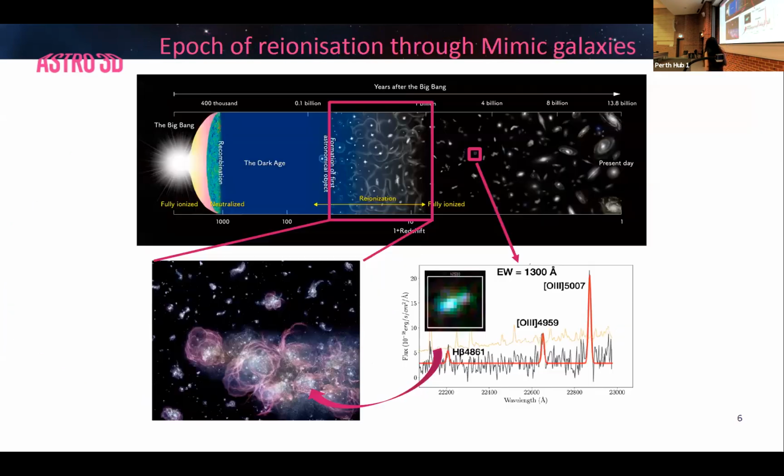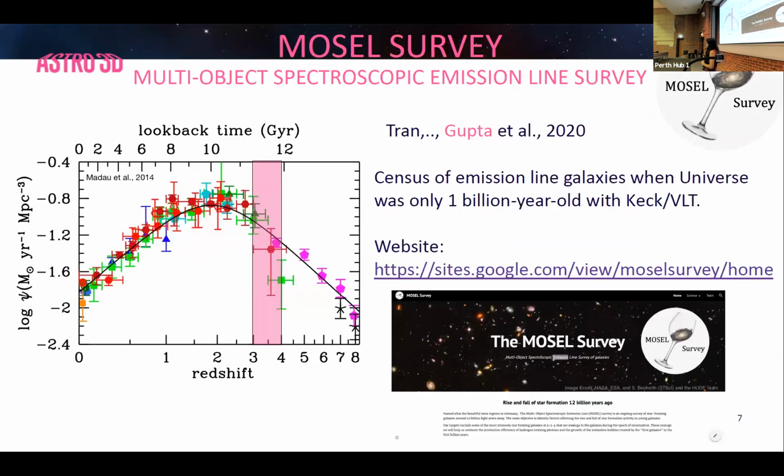So what we are doing here is looking at galaxies that exist when the universe was totally or mostly ionized, so that the escape fraction of ionizing photons is not blocked by the neutral intergalactic medium. We study their detailed properties and then plug them back into our models of reionization and see what happens. For this, we are looking at data from our MOSEL survey, which is basically a survey of emission line galaxies around redshift 3 to 4. We have a really nice website, so if you are interested, go have a look. And we have a nice logo with a wine glass to make it look pretty.